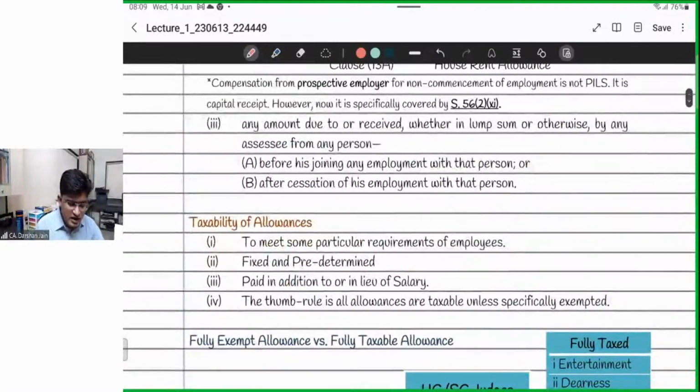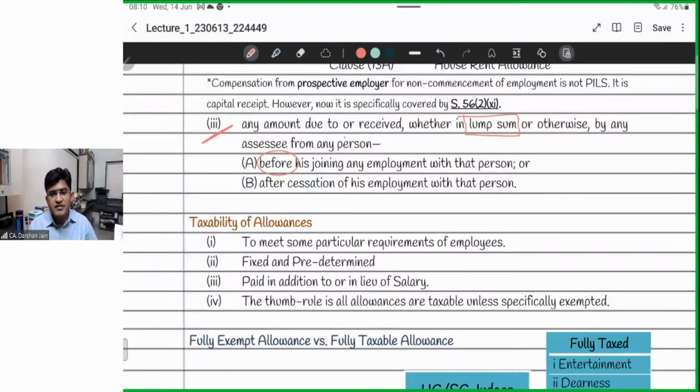Moving further, item 3. Item 3 deals with a peculiar item of income. Let's see this. Any amount due or received, whether in lump sum or otherwise, by an assessee, so it could be a periodical or lump sum payment, from any person before joining. Even an amount received before joining of an employment.